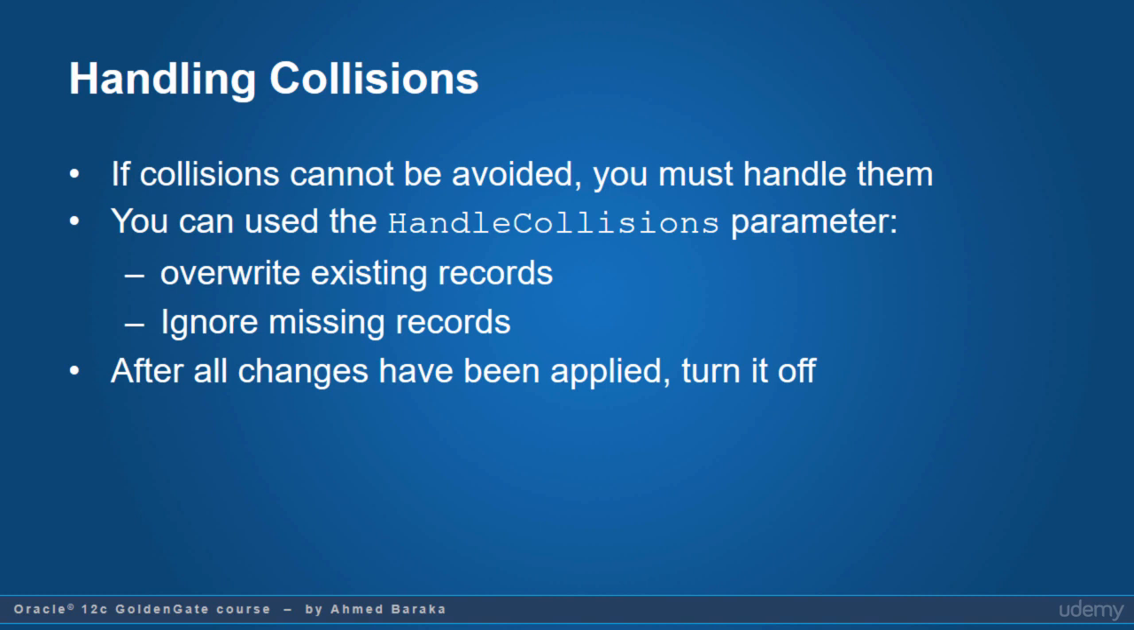If the row that you want to insert is already there, then overwrite the existing one. If the row that you want to update is missing, then ignore the update operation. If everything goes fine, the collisions should eventually go away. And when this happens, stop the replicate, remove that parameter from the parameter file, and start the process again.